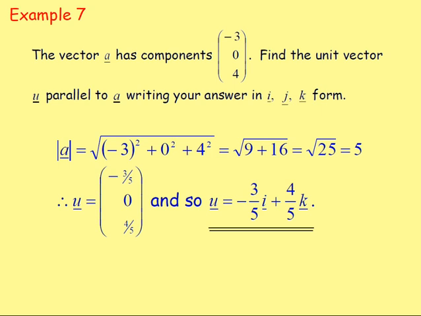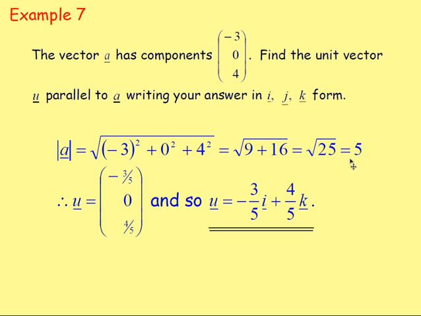Example 7 in that lesson: the vector A has these components. Find the unit vector u, which is parallel to A, writing your answer in the i, j and k form. Once again, you need to work out the length of this vector here. So it's the square root of negative 3 squared plus 0 squared plus 4 squared. That'll give you a length of 5.